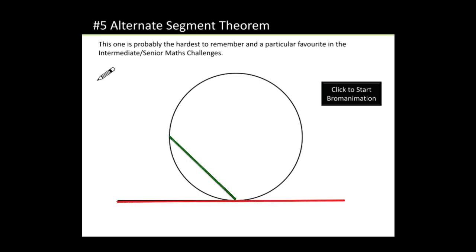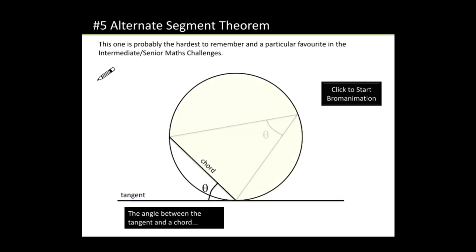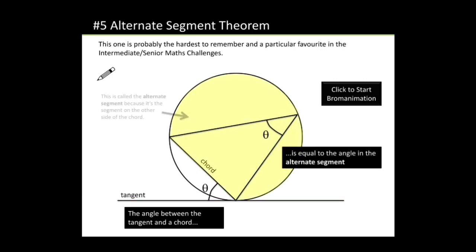This one is probably the hardest to remember and a particular favorite in the intermediate senior math challenges. If we have a tangent and a chord, then the angle between the tangent and a chord is equal to the angle in the alternate segment. The alternate segment is called that because it's the segment on the other side of the chord.